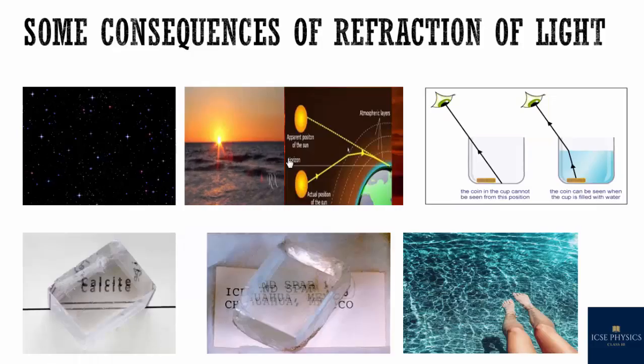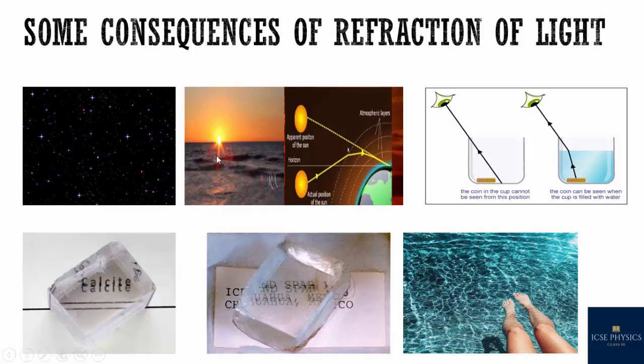Now let's see some consequences of refraction of light. In our daily life, we come across many phenomena which are caused by refraction of light. A star appears twinkling in the sky. Why? As the light from the star travels through many layers of the Earth's atmosphere, the light of the star is refracted many times and in random directions. These random refractions result in twinkling of the star in the sky.